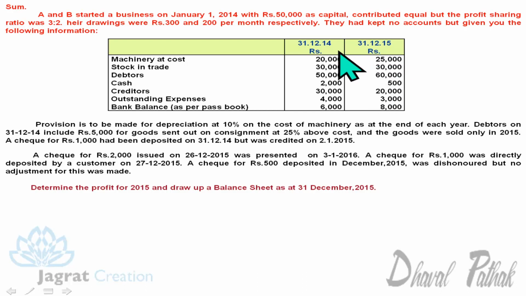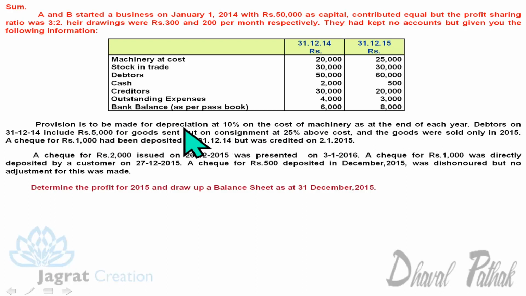First I will prepare a statement of affairs as on 31st of December 2014. I am given machinery, stock, all these assets and liabilities, but they are subject to these adjustments. Now let me consider the adjustments one by one. The first information: provision is to be made for depreciation at 10% on cost of machinery at the end of each year. So this implies that provision is to be made.